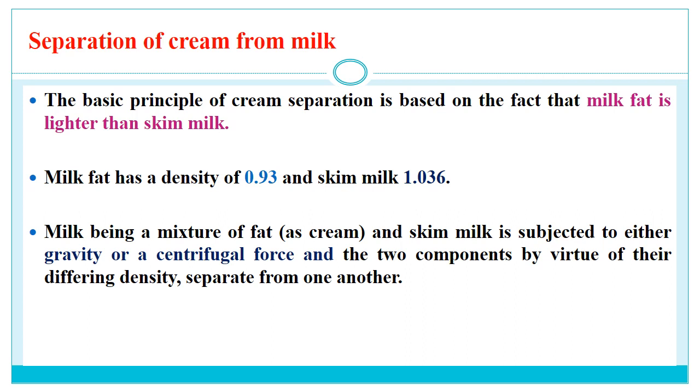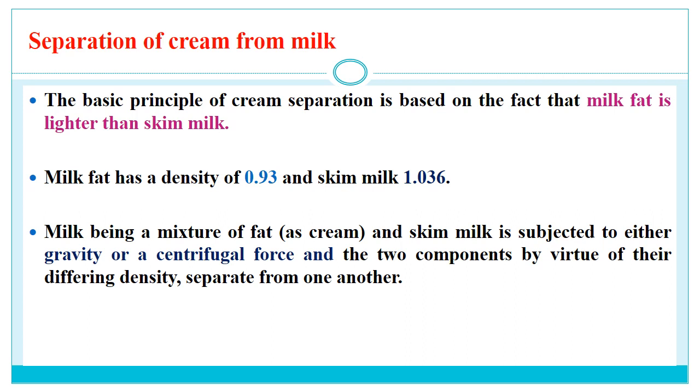Now we will discuss separation of cream from milk. The basic principle of cream separation is based on the fact that milk fat is lighter than skim milk. The milk fat has a density of 0.93 and skim milk 1.036. Milk, being a mixture of fat and skim milk, is subjected to either gravity or centrifugal force, and the two components, by virtue of their differing density, separate from one another.